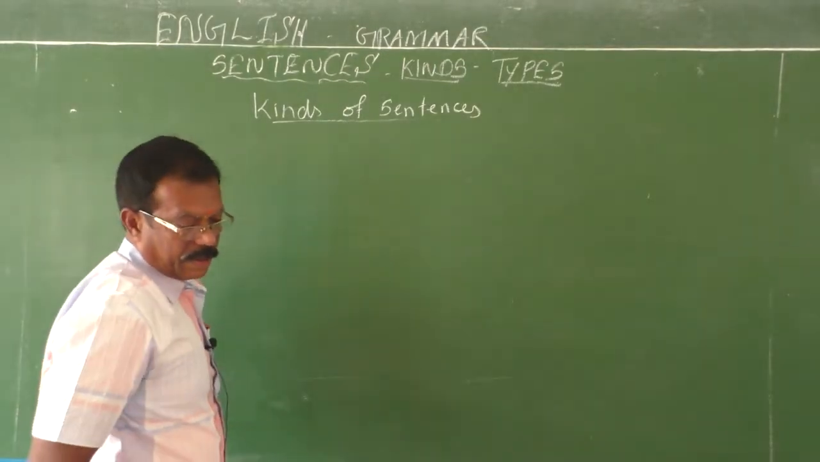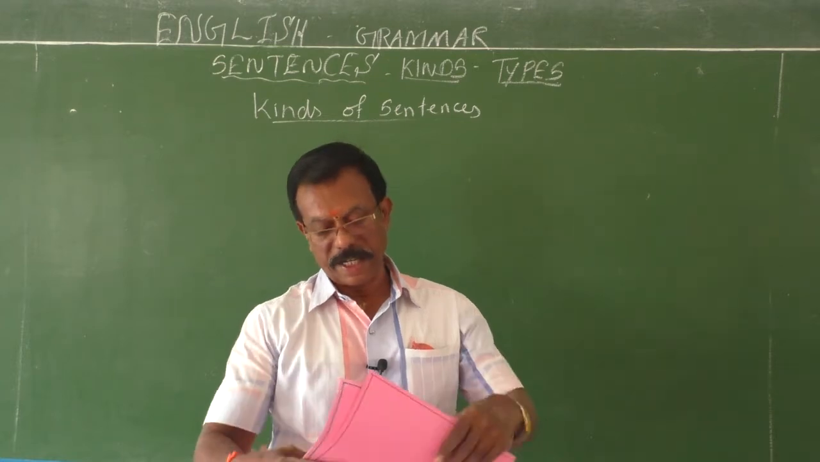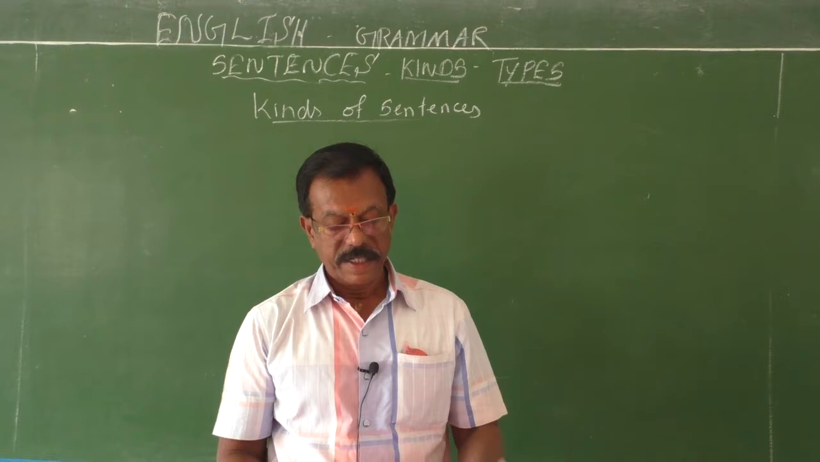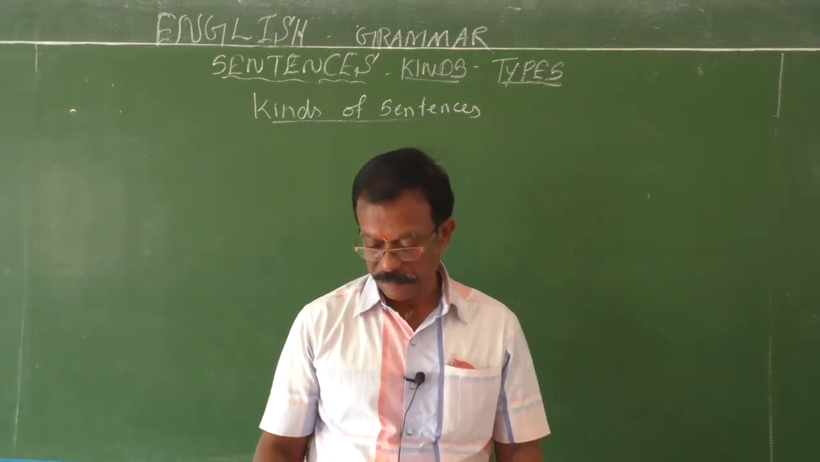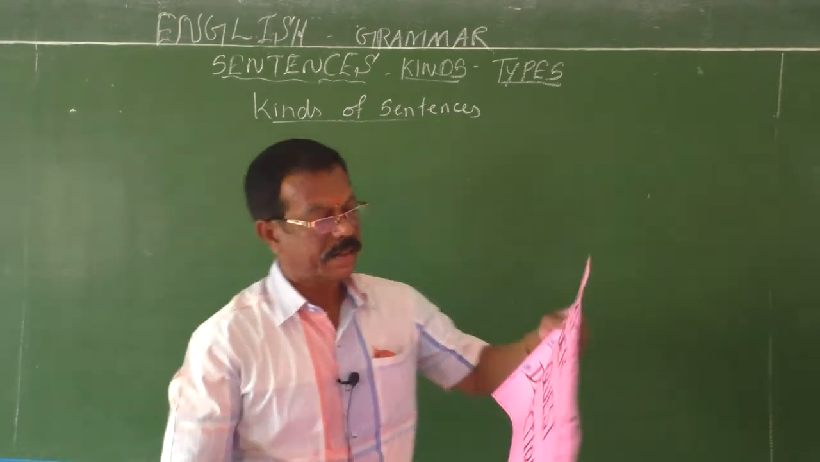Third type is interrogative sentences. What do you mean by interrogative sentences? Where do we use interrogative sentences? What is the nature of interrogative sentences? And see, these charts give you an idea.